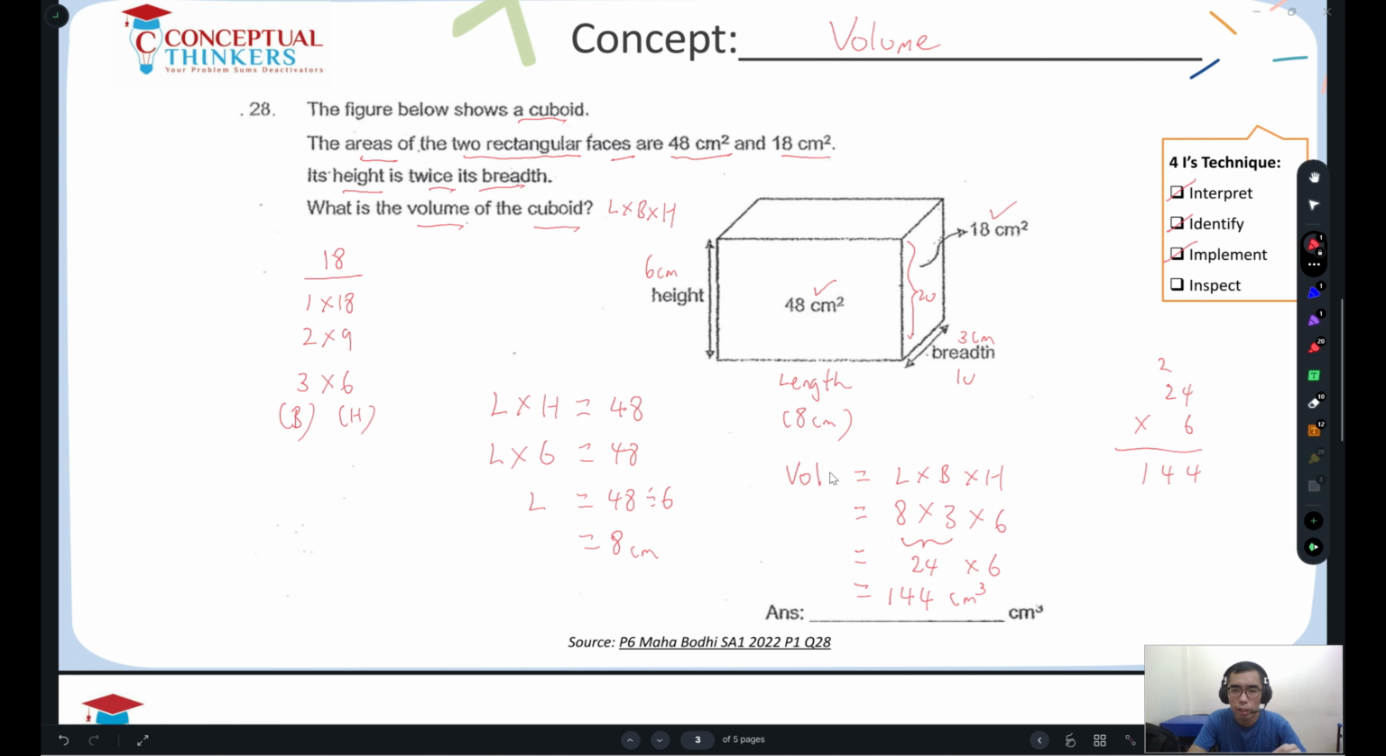Now I also need to ensure that when I do my inspection, which is my checking, I'm using all the correct numbers and don't make any transfer error. This is a Paper 1 question, so without the use of a calculator, I have to ensure that I didn't make any calculation error. Okay, so that's all for this question.